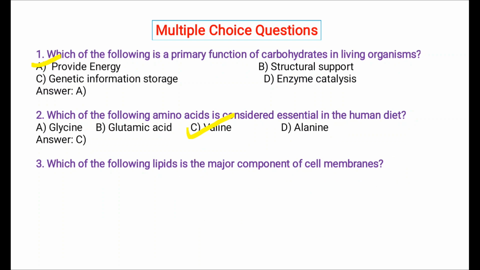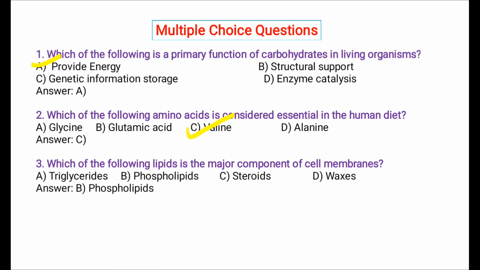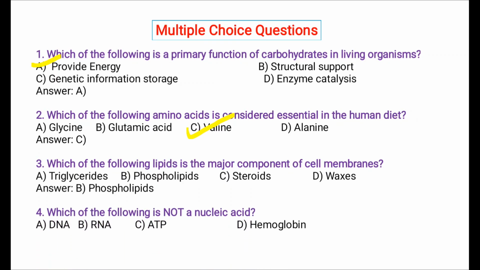Next, which of the following lipids is a major component of the cell membrane? A. Triglyceride, B. Phospholipids, C. Steroids and D. Waxes. Option B, phospholipids. Next, which of the following is not a nucleic acid? Option A. DNA, B. RNA, C. ATP, D. Hemoglobin. Not a nucleic acid: hemoglobin. D is the correct answer.